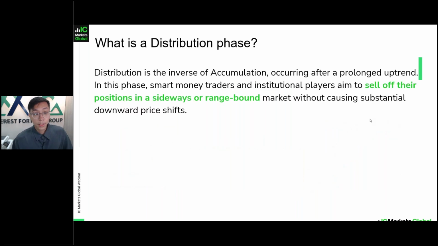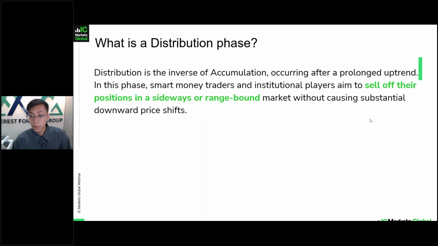Okay, next, what is a distribution phase? So distribution is the inverse of accumulation, meaning opposite, right? Occurring after a prolonged uptrend. In this phase, smart money traders and institutional players aim to sell off their positions in a sideways or range-bound market without causing substantial downward price shifts.